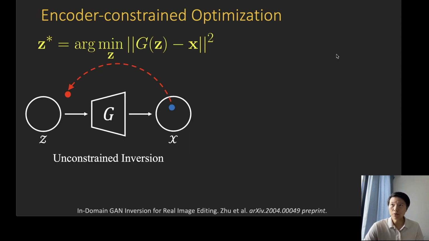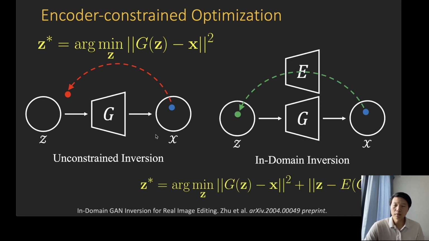But what we can do is use this encoder as a constraint in the optimization. Previously we had this unconstrained inversion, where this z is just floating random variables. Then we optimize that, and that results in these out-of-domain codes. Then we have this work that includes the encoder in the optimization process. So we use this encoder as a constraint for the optimization.